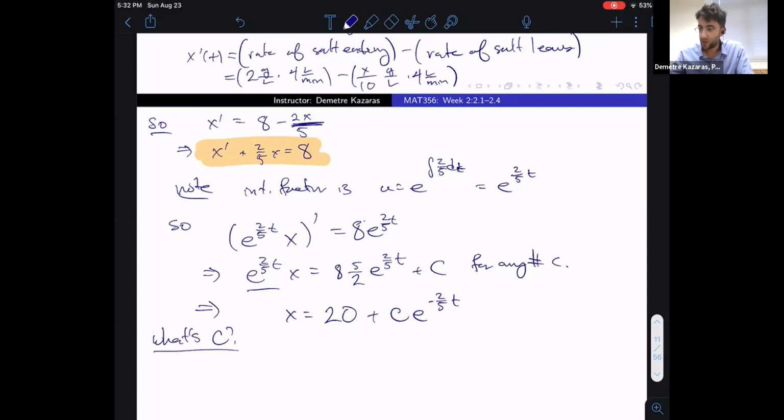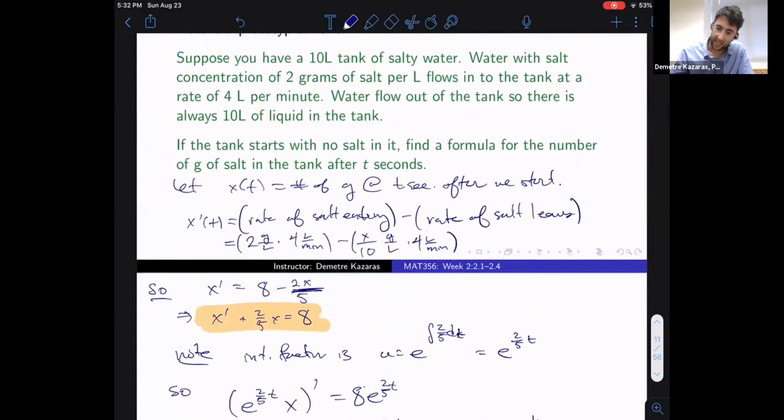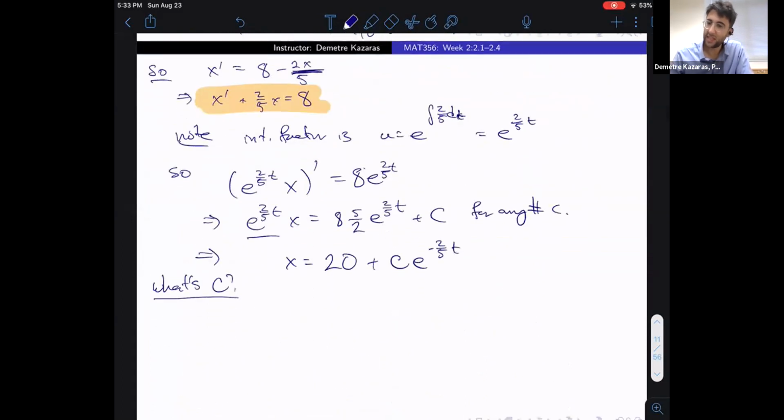Well, there's one piece of information we haven't used yet. That's this part right here. The tank starts with no salt. So we haven't used that yet. Now's the time. So note from that, we can tell that at time 0, x takes the value of 0. At time 0, there's no salt in the tank. So x of 0 is 0.